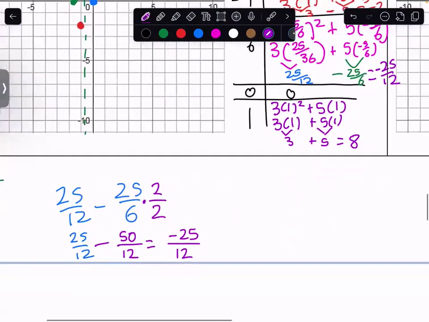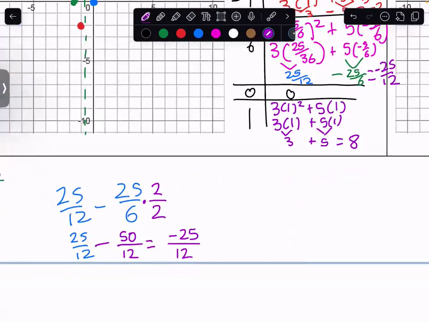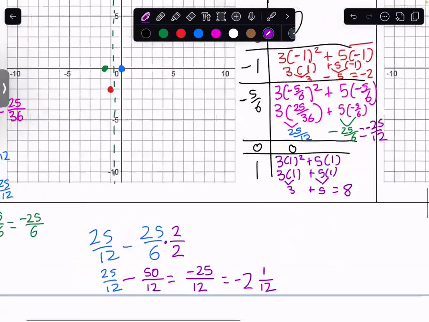Okay, and if you want to turn this to a mixed number, two groups of 12 would be 24. So negative 2, and you have 1 left over to get to 25. Okay, so yeah, this vertex is kind of tricky. The point is when x is negative 5/6, y is negative 2 and 1/12.